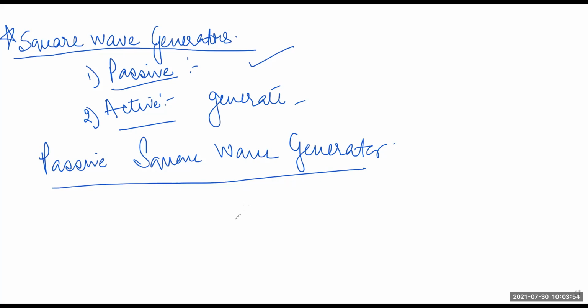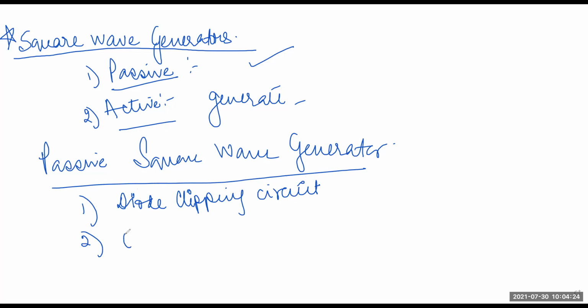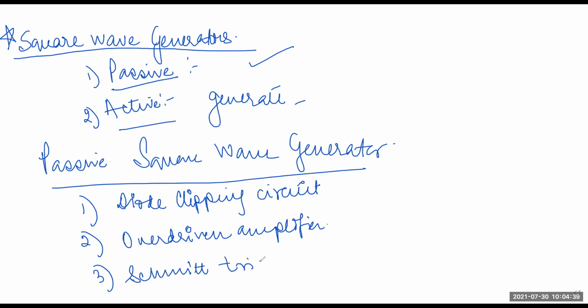So oscillator generators, they generate a sine wave output. Okay, and the sine wave may be shaped into a square wave by many methods. So there are three important methods by which this shaping can be done. One is diode clipping circuit. So clipping, clamping, maybe in basic electronics you have done. You are familiar with this word, diode clipping circuit. Okay, this is number one. Second is overdriven amplifier. And third one is Schmitt trigger. Okay. So these are the three important methods by which the sine wave is shaped into a square wave.